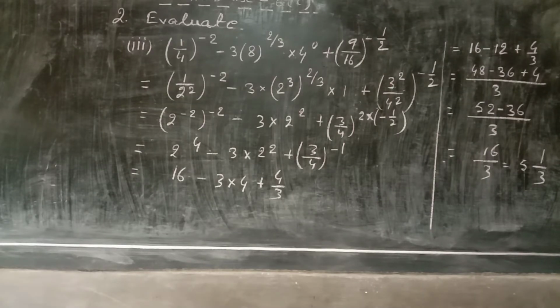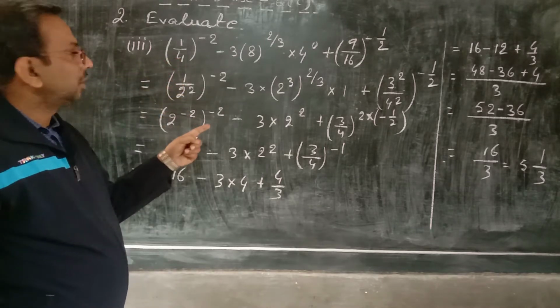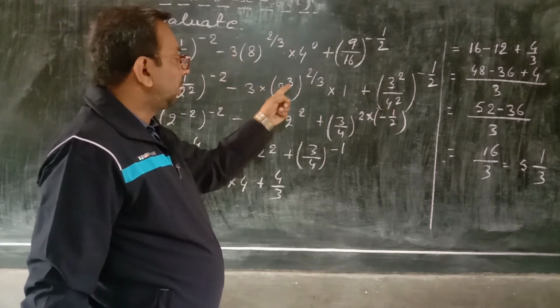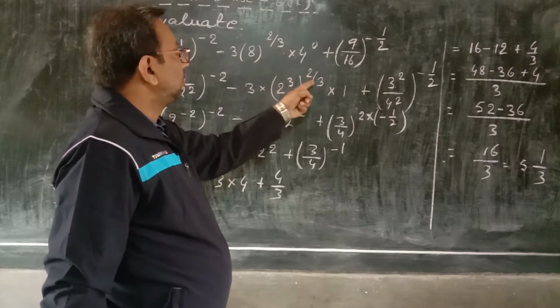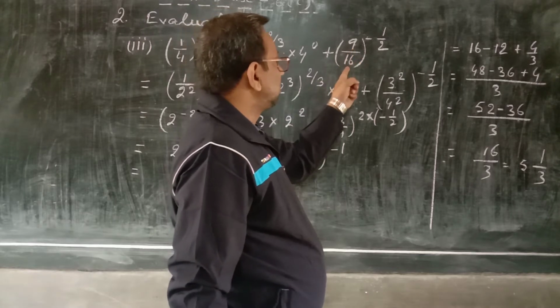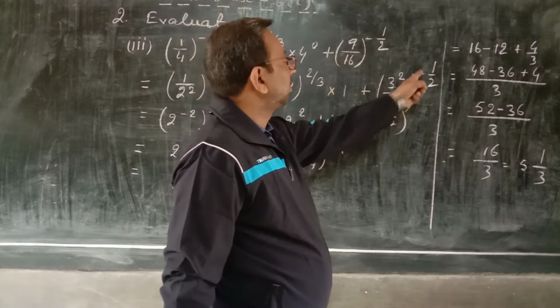This is question number 2, Roman number 3, evaluate. Question is 1 by 4 to the power minus 2, minus 3 into 8 to the power 2 by 3 into 4 to the power 0, plus 9 by 16 to the power minus 1 by 2. In the first step, this 1 by 4 I have written as 1 by 2 square, to the power minus 2, minus 3. This 8 I have written as 2 cube to the power 2 by 3. 4 to the power 0 became 1. And I have written 9 by 16 as 3 square by 4 square to the power minus 1 by 2.